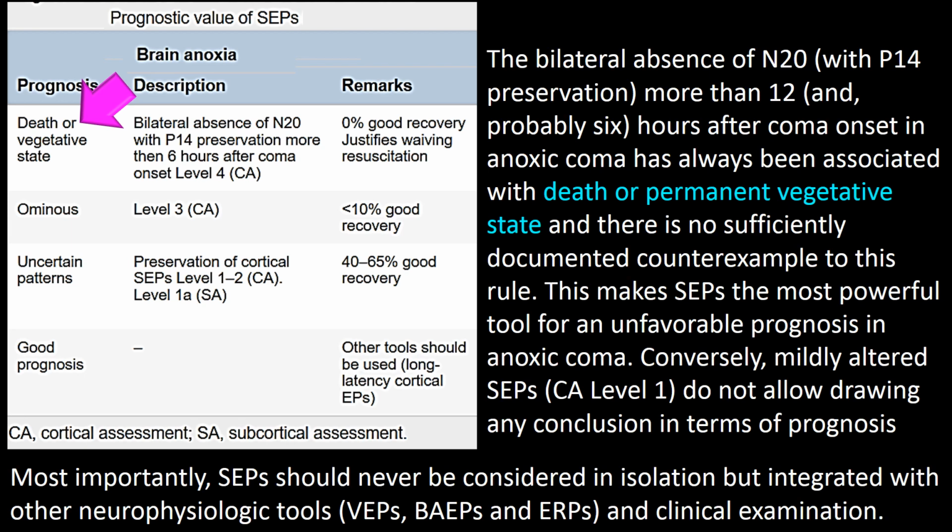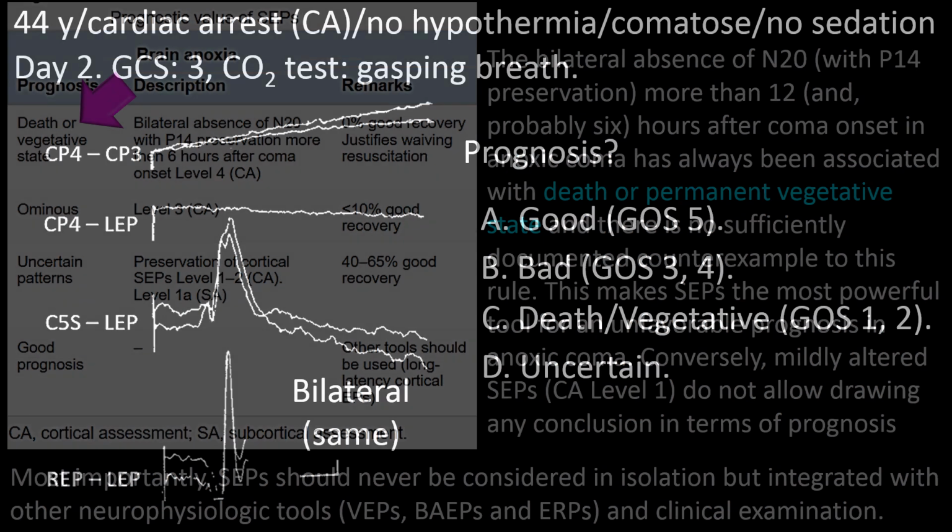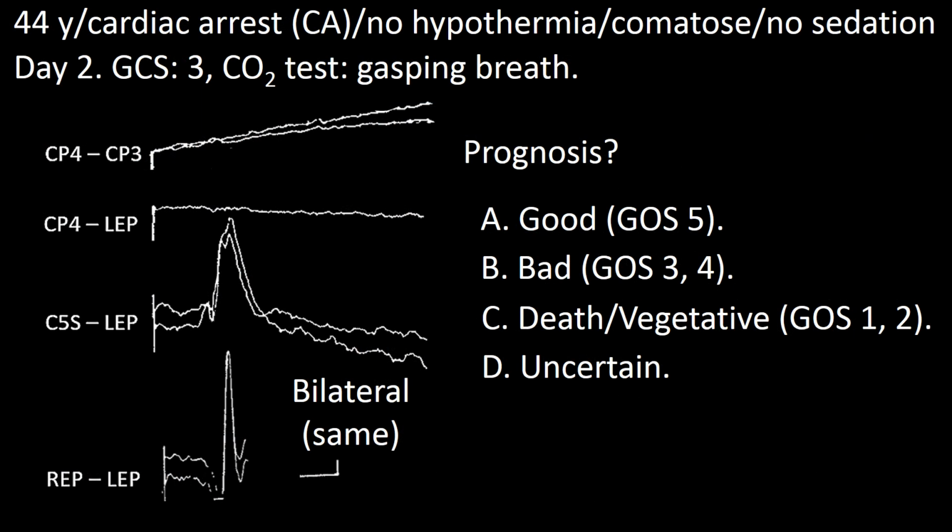So it is reasonable to consider the same prognosis when only cervical N13 is present and neither P14 nor N20 are present, as it is in this case. So the answer to this question is C.